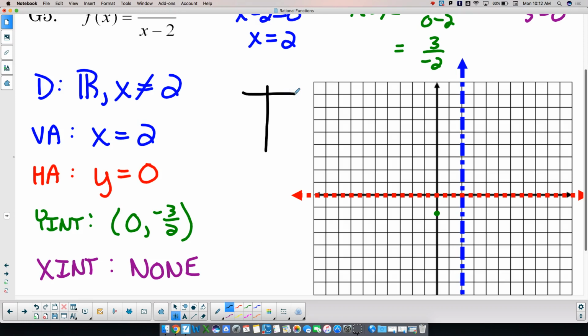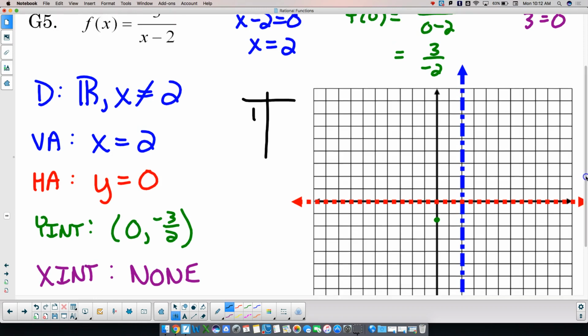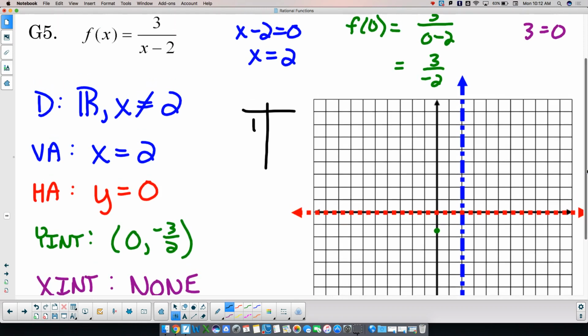So on this side, I would probably go with positive 1. Oops. If I go with negative 1, then I get 3 over negative 3, which is negative 3. If I go with negative 10, I get 3 over negative 12, which is negative 1/4. That gives me 3 points on that side in that zone. I'm good with that.